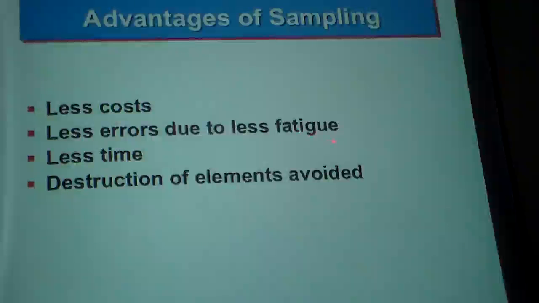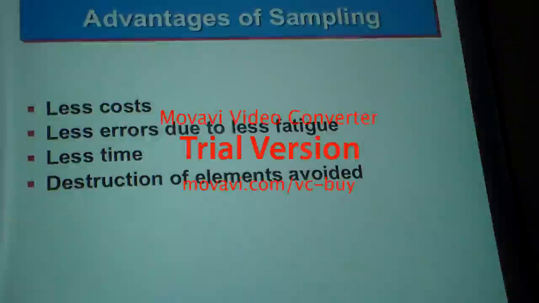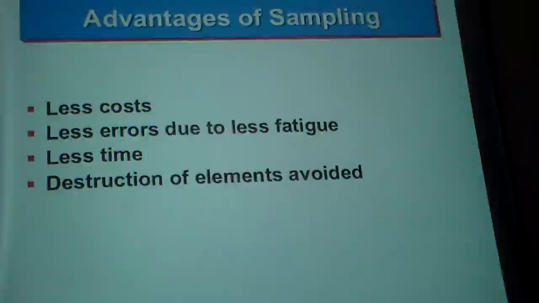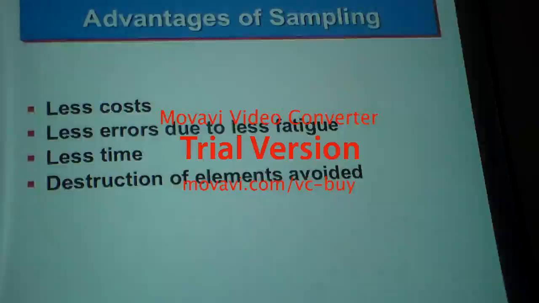Less errors due to less fatigue. Also, when your work involves dealing with too many respondents, of course, you will get so many errors. But if you reduce the sampling size, you can control it. You can go by yourself. You don't need to involve other people. And less time also.